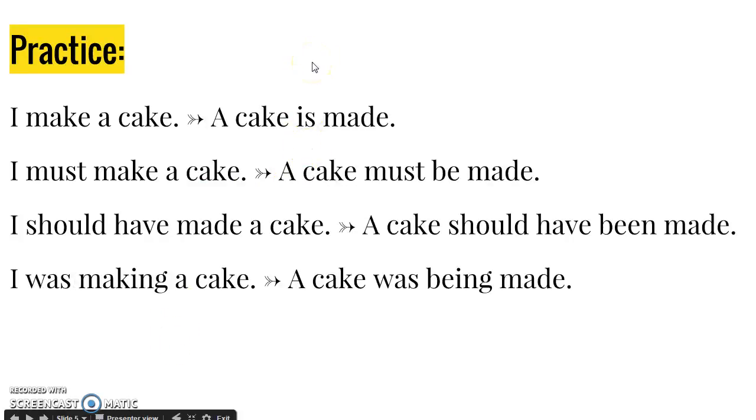So here's how we turn that into passive voice. A cake is made. We take I must make a cake to a cake must be made. I should have made a cake to a cake should have been made. And we take I was making a cake to a cake was being made.